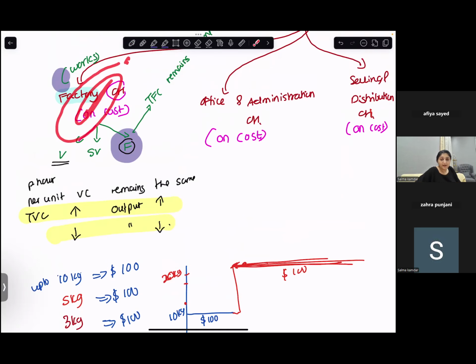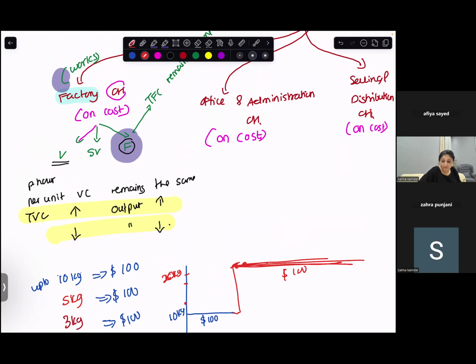So when I'm talking about factory overheads, it can be variable, semi-variable, or fixed. When I'm talking about office and administration costs, it is 95% of the times fixed. 5% may be variable. And selling and distribution overheads again can be variable, semi-variable, or fixed. So you have to be very mindful when you are doing the calculation. I hope you're with me.